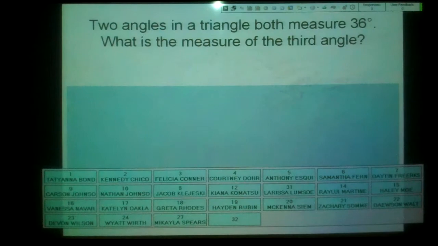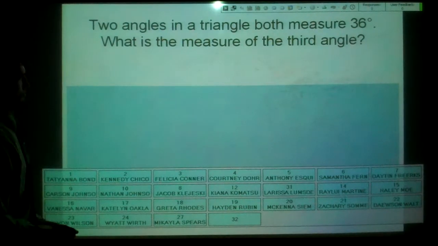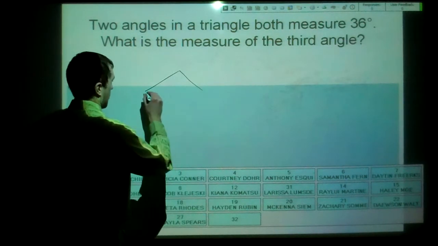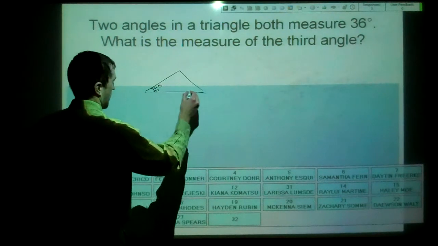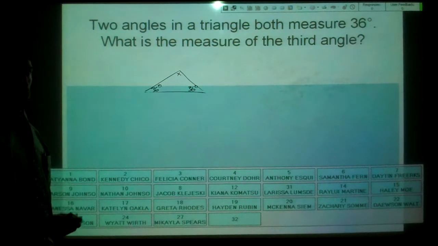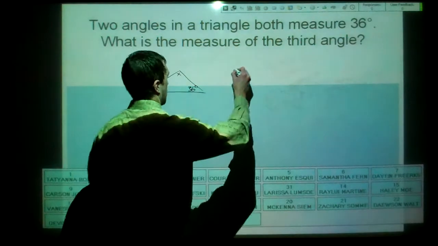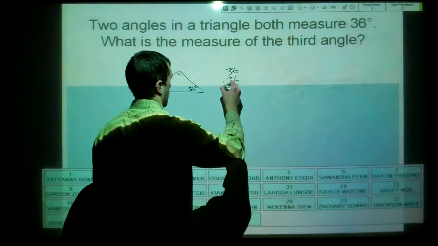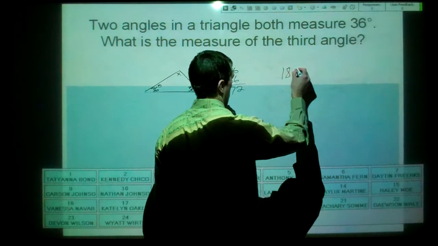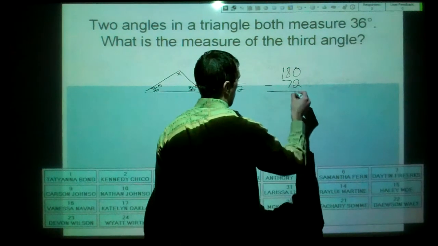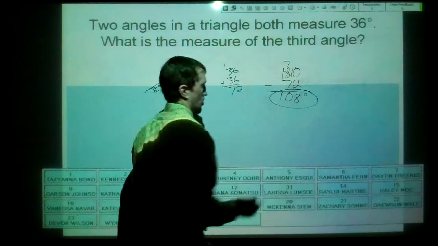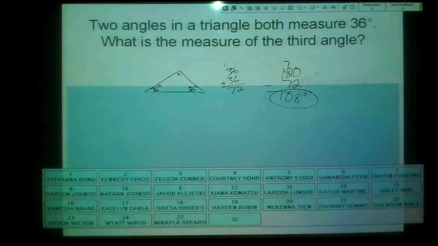Alright. Two angles in a triangle both measure 36 degrees. What is the measure of the third angle? Well, in a triangle, our degrees add up to 180 degrees. So we're looking for that one right there. And if they add up to 180, we're going to add these two together. And we should get 72. We're going to take 180 minus 72, and get 108 degrees there.